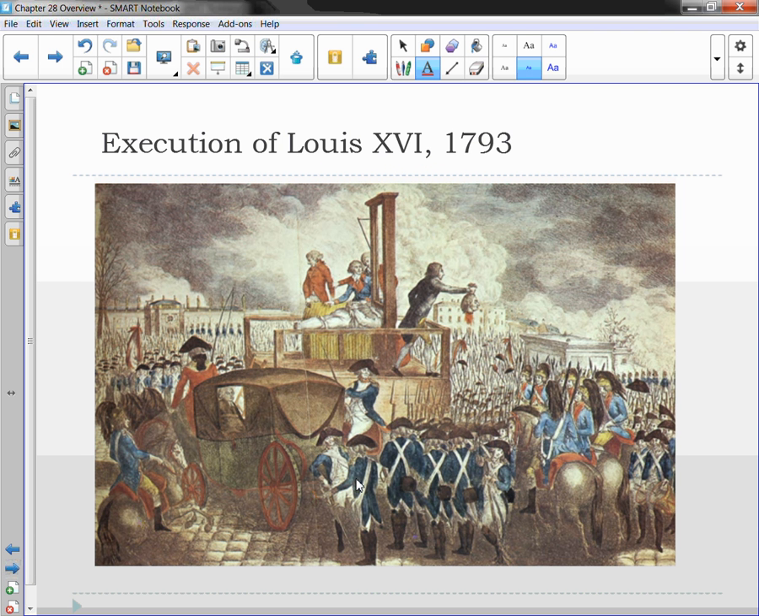Here is a picture of Louis XVI being decapitated by the guillotine, which, as you will learn, was actually a mechanism for fairness, so that everyone would be killed the exact same way, and it was supposed to be painless, better than, I guess, being stretched apart or burned alive like they used to do in the Middle Ages. And you can see all of the army supporting this beheading.